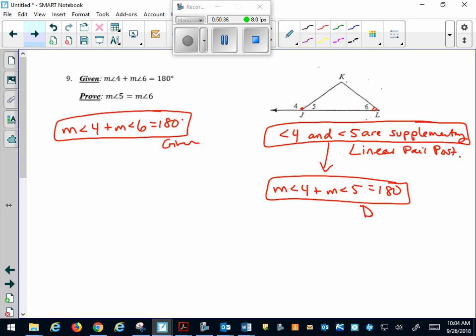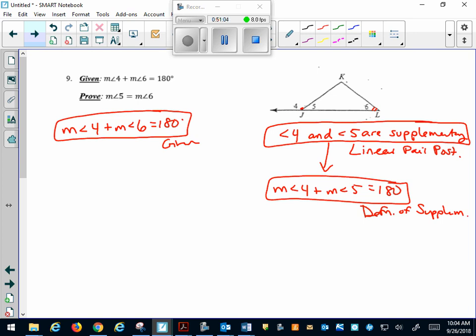Reason, definition of supplementary. 4 and 5 are supplementary. Oh, that means they add up to 180. What do I know the definition of? Supplementary. This was one of our common combinations, if you remember.